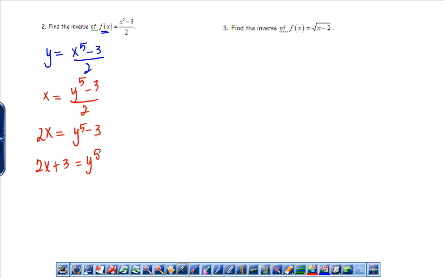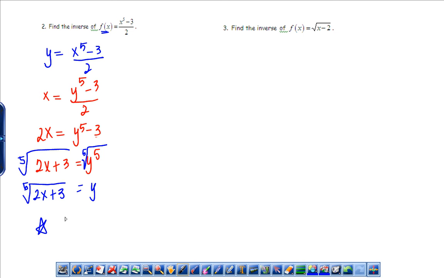Looks like we need to take the 5th root in order to get rid of this. It gets rid of your y to the 5th, so I need to do it over here as well. So the 5th root of y to the 5th gives me y. And then this right here is going to be my answer. So it's going to be the 5th root of 2x plus 3.